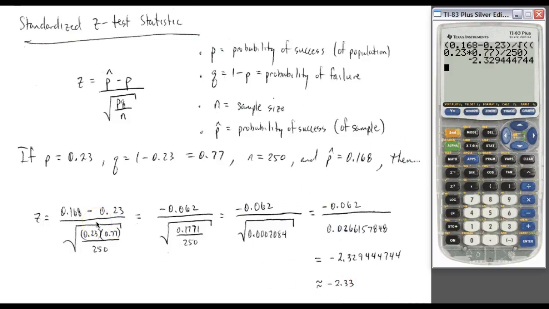Depending upon what our critical value would be, if the critical value was, let's say, negative 1.65, then this would lie within our rejection region. And if it was, for some reason, negative 2.75, then this z-test statistic would not fall within our rejection region. That's how we would interpret that.